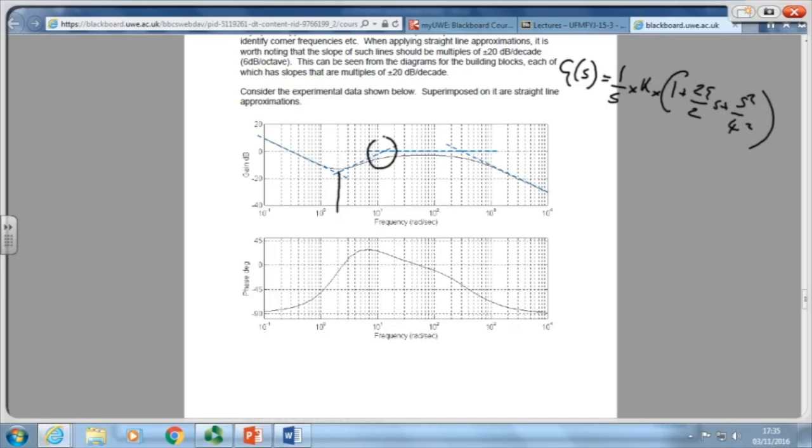Next one's over here, isn't it? What's the change in slope? Minus 20 decibels per decade. Back to the shopping list. What gives me a corner of minus 20? No corners on an integrator, it's a straight line.